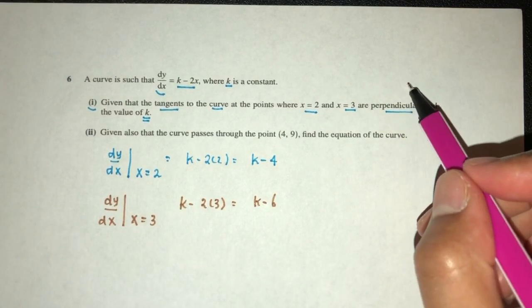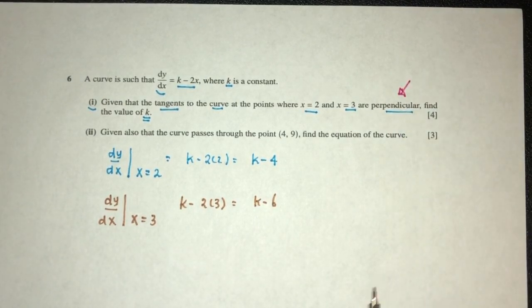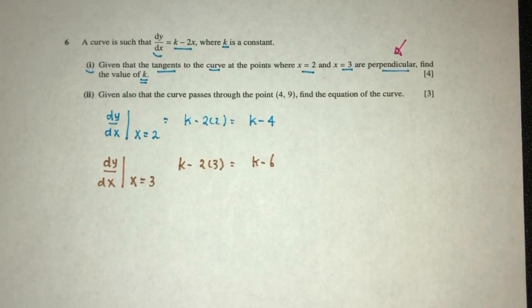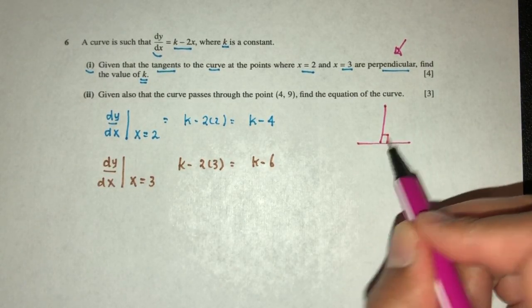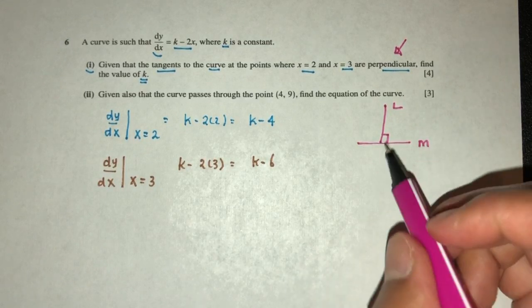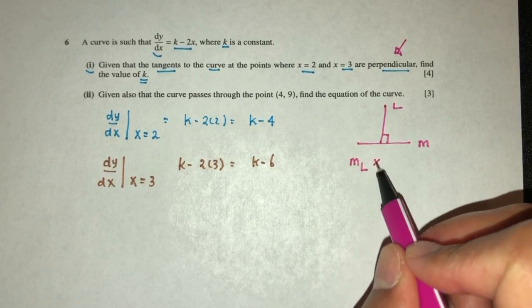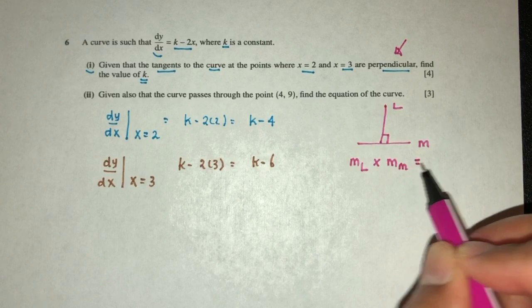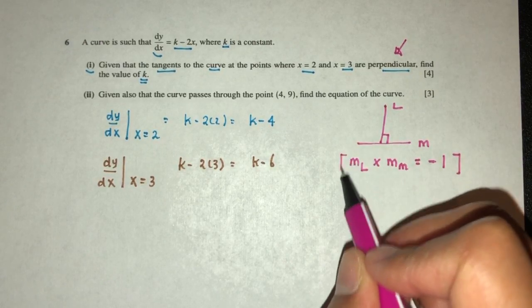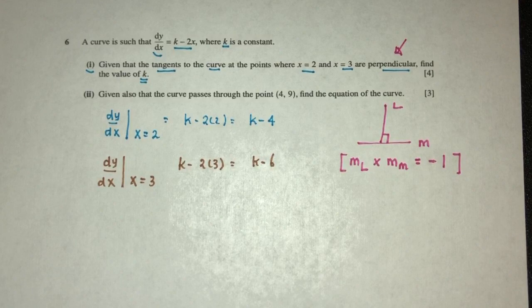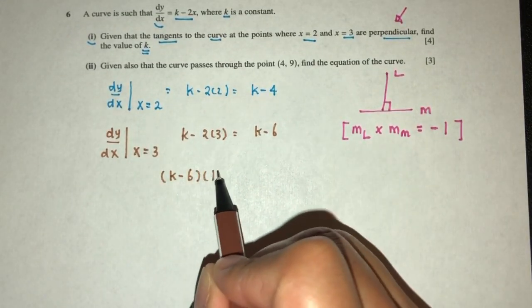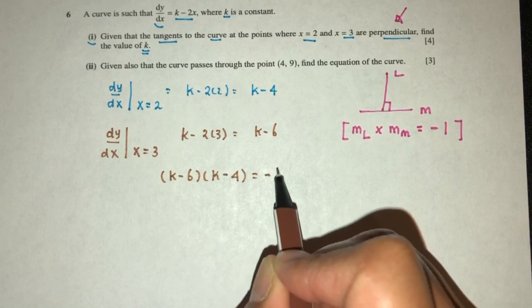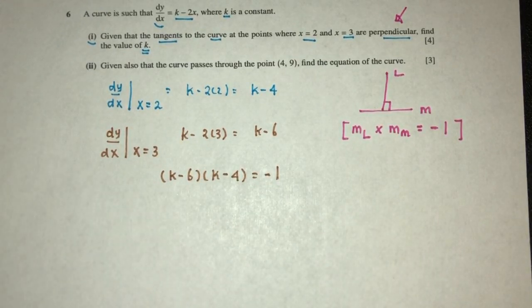So now, we know they are perpendicular, right? So it means that if you were to multiply the gradients by each other, it will give you the value of minus 1. So we have to know this. For example, if you have two lines, L and M, the gradient of L multiplied by the gradient of M has to give you minus 1 because they are perpendicular to each other. So this is something we have to know to solve this question. So because they are perpendicular to each other, we multiply them by each other and they will give you the value of minus 1.